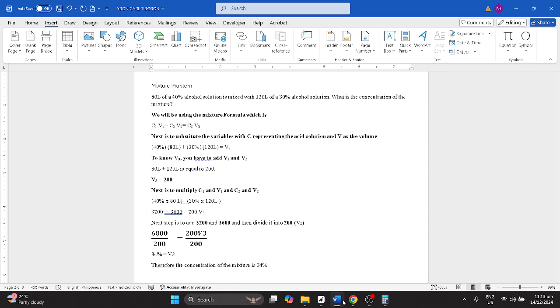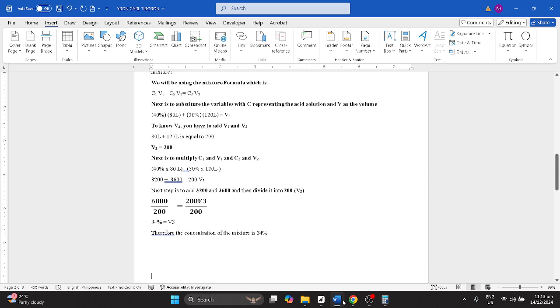If we add these two, we'll find out the value of V3. To know V3, you have to add V1 and V2. 80 liters plus 120 liters is equal to 200. Therefore, V3 equals 200.